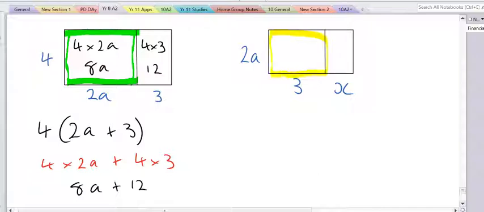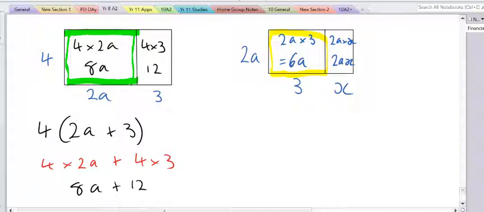Alright, so for this rectangle, what do we get? 6a. And that came from 2a times 3, which is 6a. And then this one here, the other one, yeah? 2ax. Good, 2ax, because it's 2a times x, running out of space, which abbreviates to 2ax.